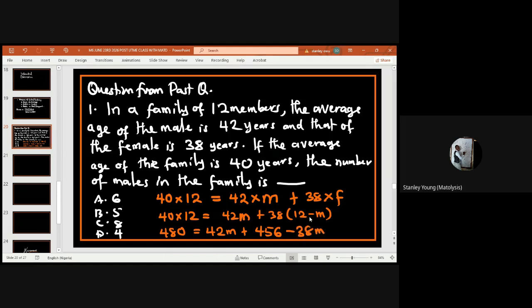So take this to the other side and do 480 minus 456. That's going to give you 42M minus 38M, which is 4M. And the difference between 480 and 456 is going to be 24. So you have 24 equals 4M. From there, M is going to be equal to 24 over 4, and that gives you 6. So the answer is equal to 6.